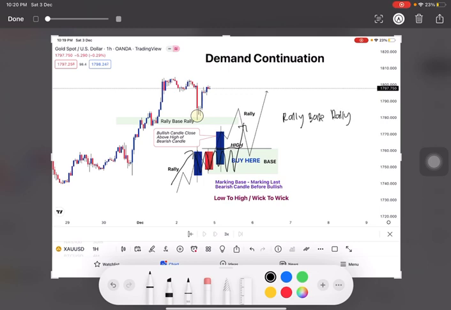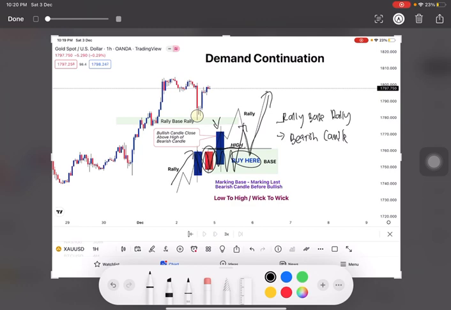In this rally, base, rally, you must identify an uptrend, and the second thing, which is the bearish candle. How do you know the rally, base, rally is valid or not? It is valid whenever the bullish candle closes above the high of the bearish candle. So it must close above the high. This validates the rally, base, rally. So whenever the price comes in, you can buy here, and target the higher high for TP.